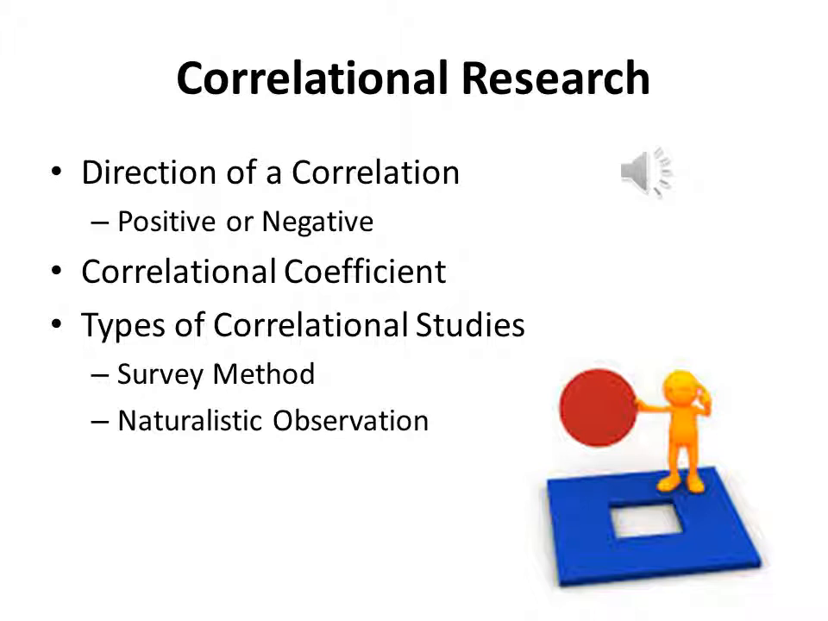Naturalistic observation, on the other hand, is another correlational research method. Naturalistic observation is when a researcher attempts to observe their subjects in their natural habitat without interacting with them at all. Pretend I had a hypothesis, such as marijuana increases hunger.